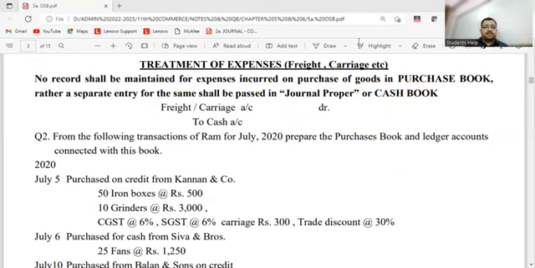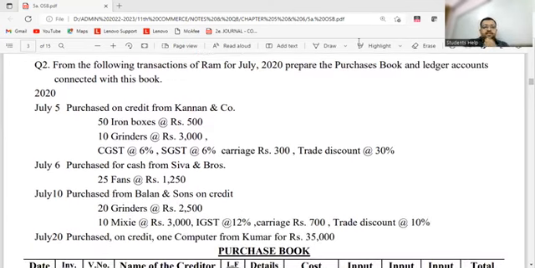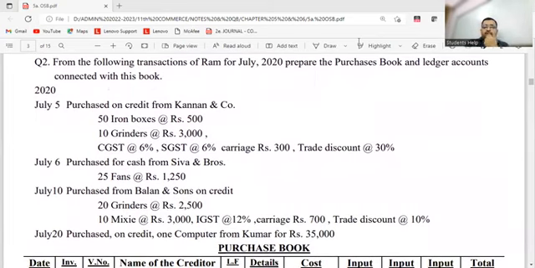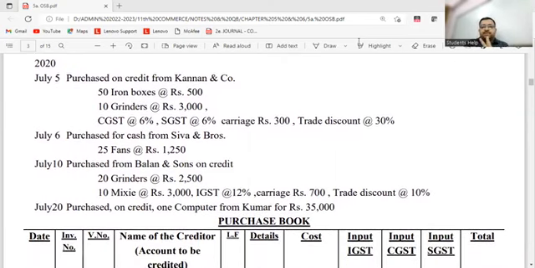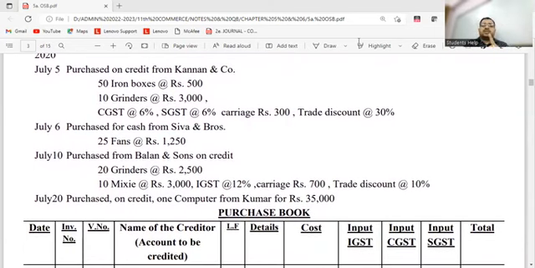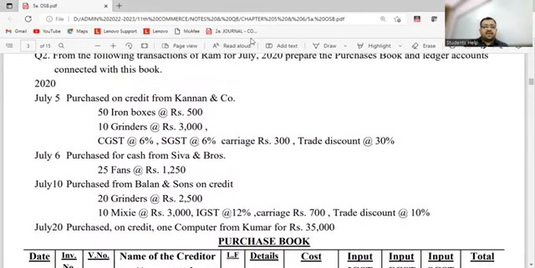Let's start, children. We have a question: From the following transactions of Ram of July 2020, prepare purchase book. Forget the rest. Just remember two things. We'll be recording only those transactions which are performed on credit and which are related with what, children? Goods or assets? Let's read this question and identify which type of transactions have the eligibility to appear in purchase book.